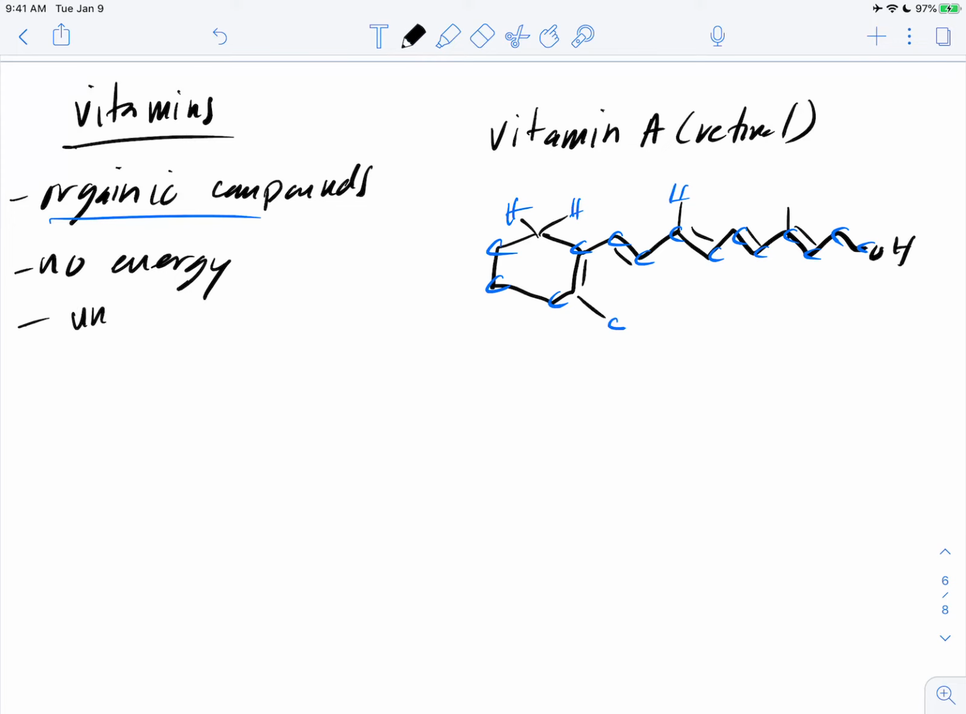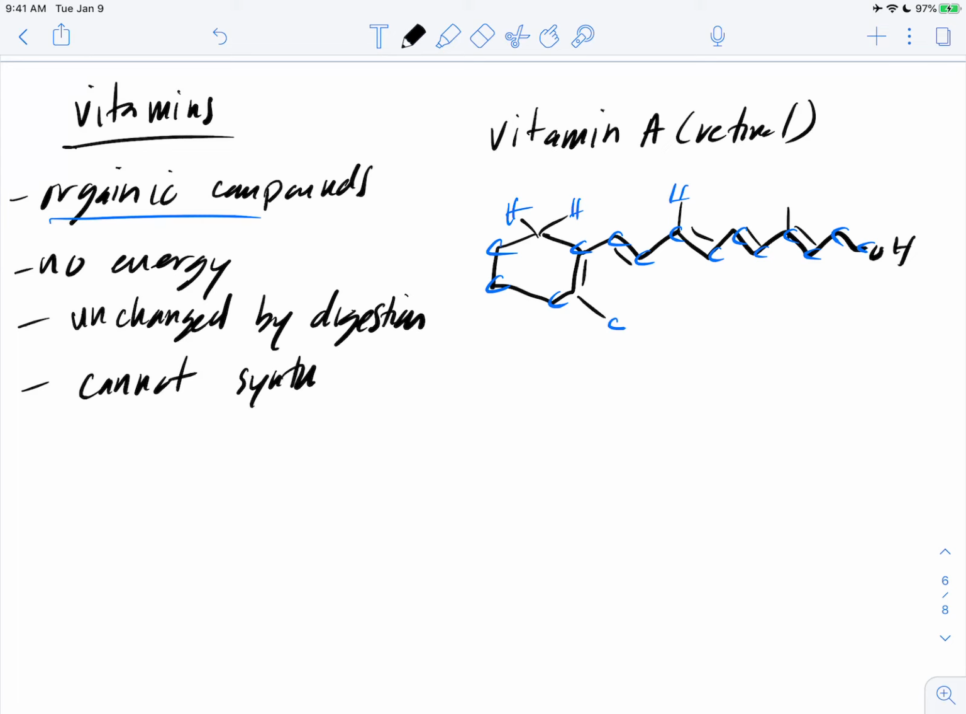So they are unchanged by digestion, which is really saying they're not being digested through the digestive process, might be a better way to put it. We cannot synthesize them from other building blocks, so we cannot synthesize them in our body, so we have to get them from outside.